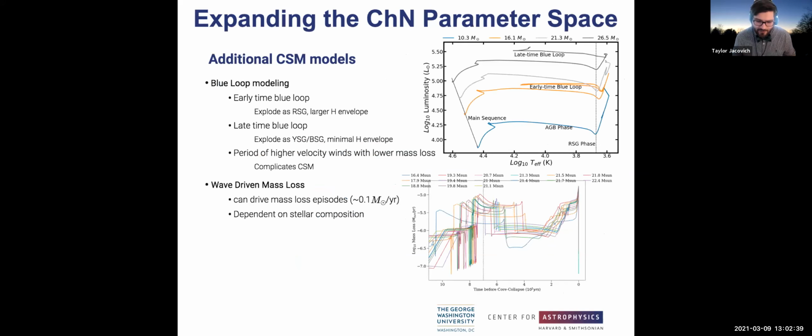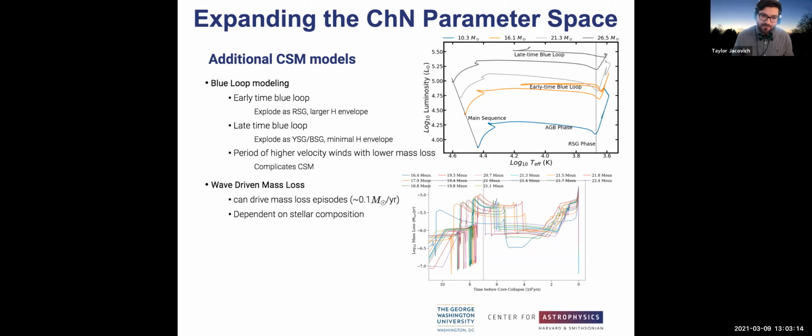And then finally, I just want to take the last couple of slides to look forward a bit. One thing we really need to do to expand CHN is to expand the parameter space. We talked about how these are all single star models. They mostly look like red supergiants. There are some changes we can make because some of our models exhibit blue loop behavior, so we would expect high velocity, slightly lower mass loss winds in some of these regions. That would make a much more complex CSM, which we are planning to go back and examine further.